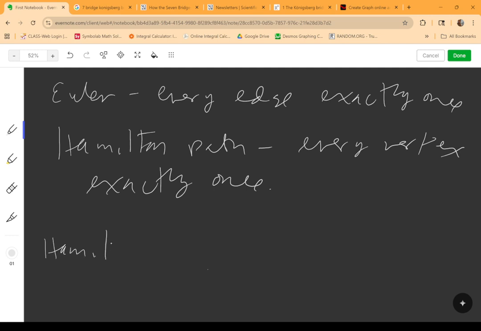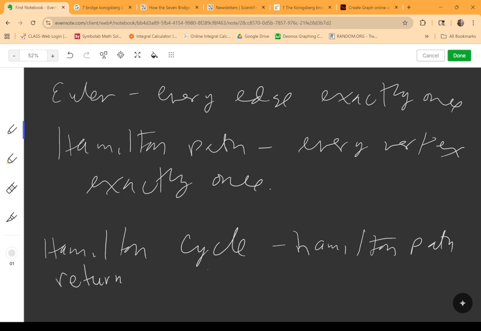A Hamilton cycle is a Hamilton path that returns to its starting vertex.